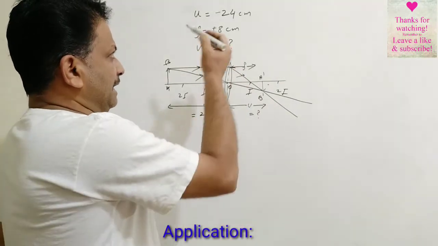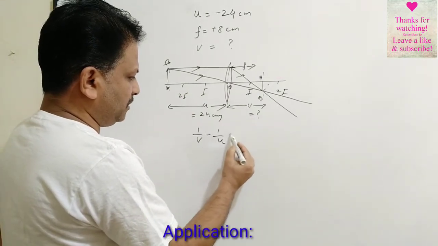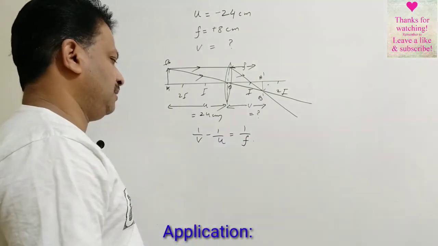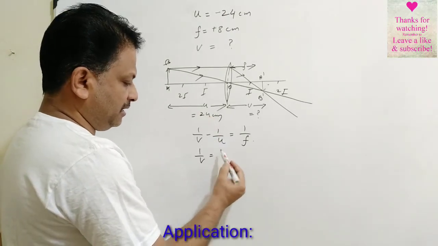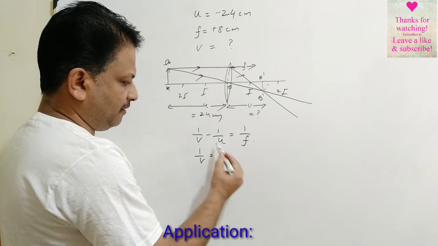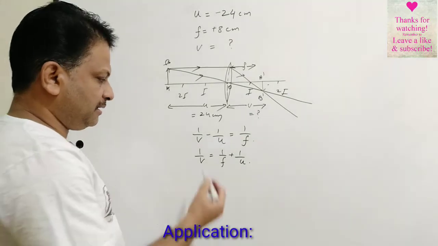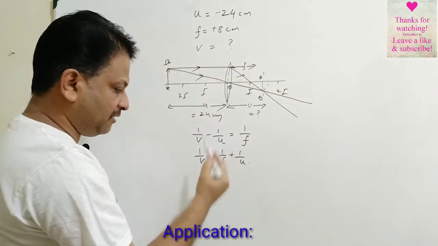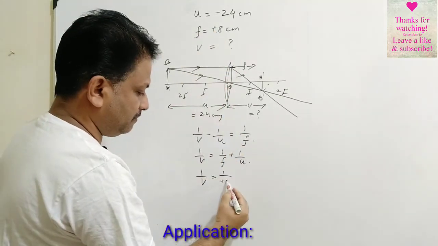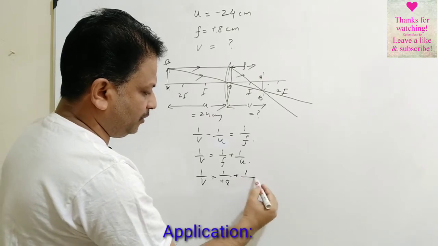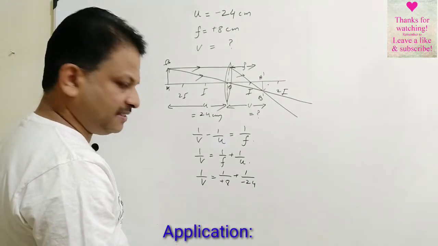Now let us try to apply the lens formula. What is the lens formula? The lens formula is given by 1 by V minus 1 by U is equal to 1 by F. What do we require? We need V, the image distance. Therefore 1 by V is equal to 1 by F; taking 1 by U to this side, it becomes positive. Now substitute the values with the proper sign. Apply the sign convention. 1 by V is equal to 1 by F. What is the value of F? Plus 8. Plus 1 by what is the value of U? Minus 24.